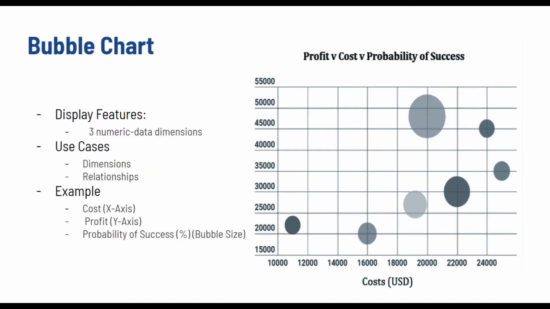Bubble chart. Bubble charts are super useful types of graphs for making a comparison of the relationships between data in three numeric data dimensions: the y-axis data, the x-axis data, and data depicting the bubble size. When you have to display 3 or 4 dimensions of data, this comes in handy. Or when you want to compare and display the relationships. In the example shown here, the bubble chart shows the relationship between cost at x-axis, profit at y-axis, and probability of success, which is in percentages, as the bubble size.